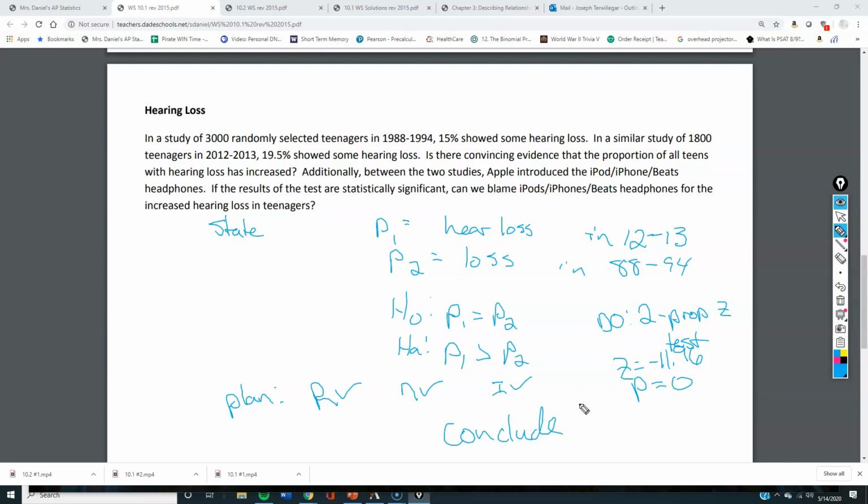Right? Now, can we blame that on headphones? No, because it wasn't an experiment. This was a study. A study can only show correlation, not causation. Okay? Could have been something else.